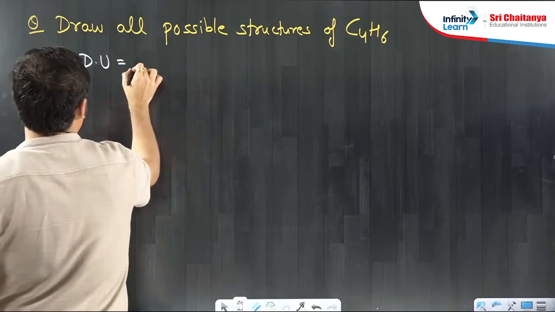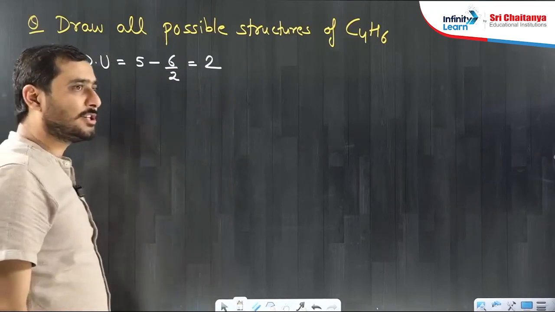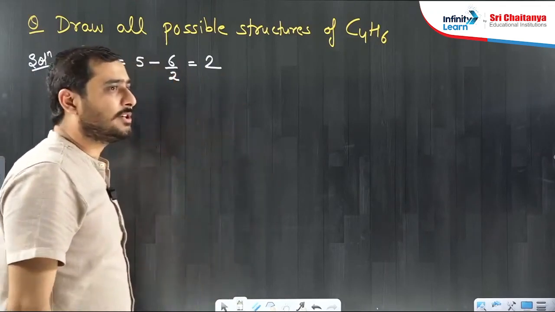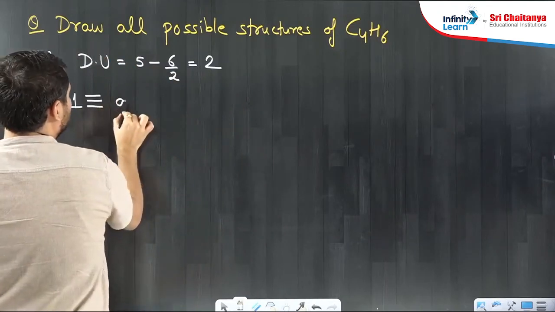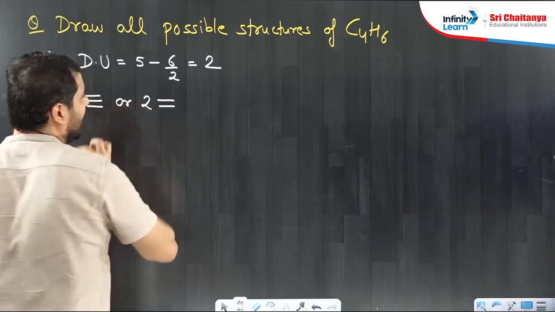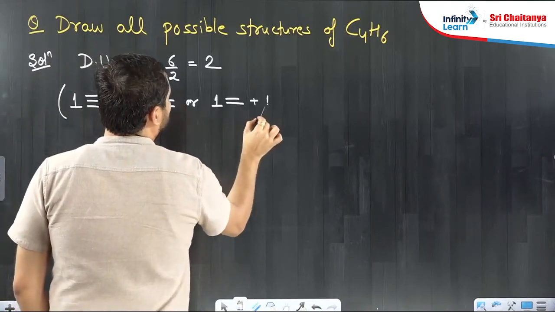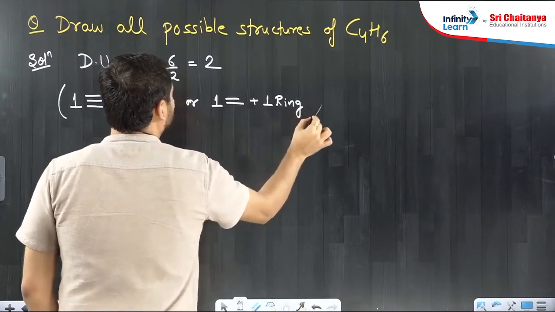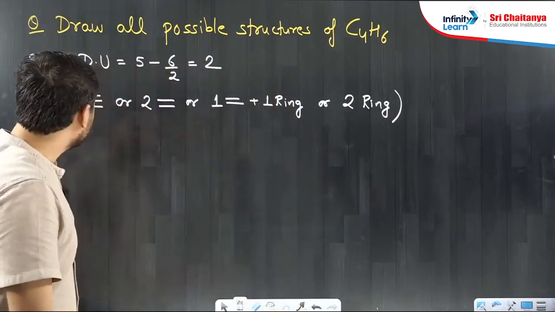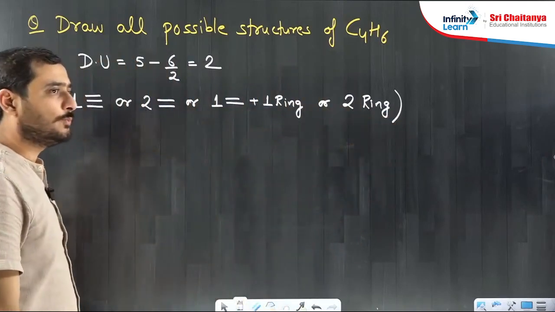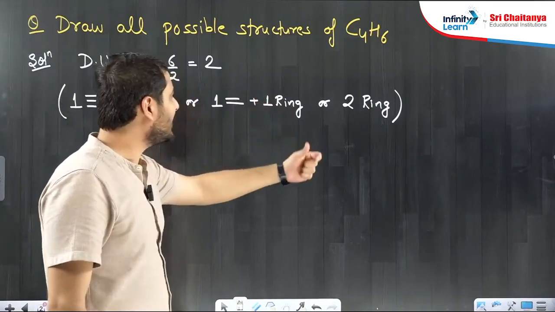So degree of unsaturation: 4 plus 1, 5, minus 6, divided by 2. So what is the degree of unsaturation? 2. So for degree of unsaturation 2, there are different cases. First case is either one triple bond is present. Second case is two double bonds are present. Next case is one double bond plus one ring is present. And another case is possible where two rings are present. So these are the possible cases for degree of unsaturation 2. Clear? Either one triple bond, two double bonds, one double bond plus one ring, or two rings.